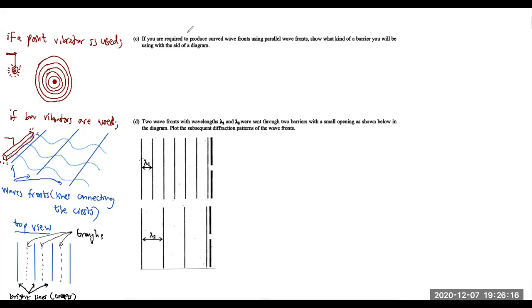And therefore, the distance between two bright lines means the distance between two crests. So what is that? That's actually the wavelength. We know wavelength is the distance between two adjacent points which are in the same phase. So this is the wavelength.